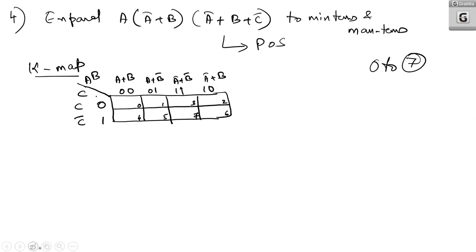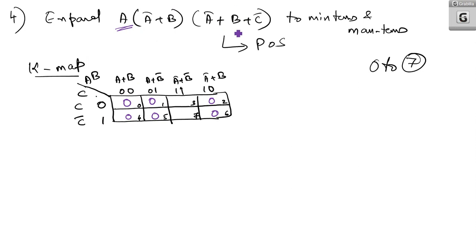Okay. Now let me come to the first term. First term is A. So wherever A happens to be, in the first column and second column, make all that as zeros. Yeah. Next one is A bar or B. Where is A bar or B? A bar or B means this one. Yeah. So you should make that column also 0.